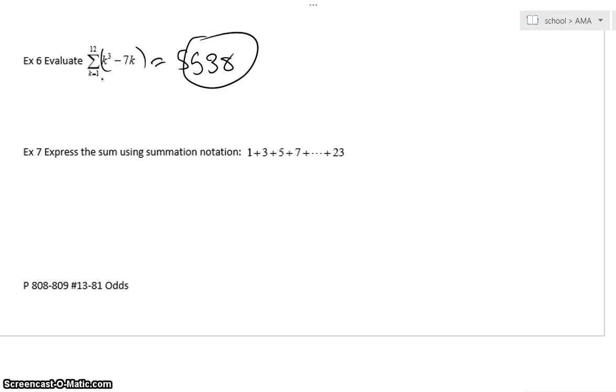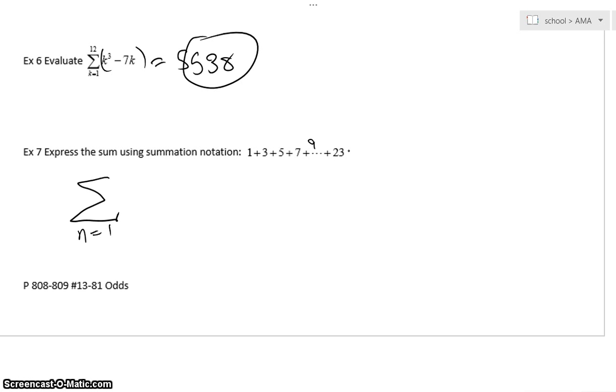Last one. Express the sum using summation notation. That's sigma notation. And tell you what, we'll let n equal 1 or k equal 1. But look at these numbers. 1, 3, 5, 7. You might guess the next one's 9. And then we go up to 23. The real difficult part right here is knowing, first of all, what our formula is. And then also what our ending point is. What term we're going to finish with.